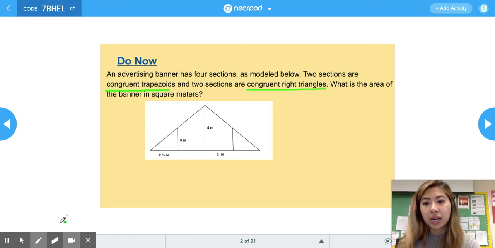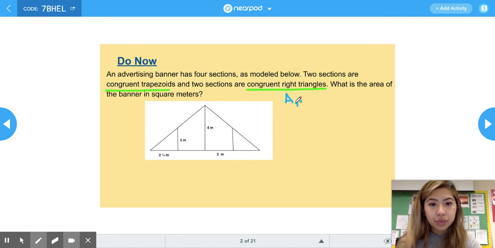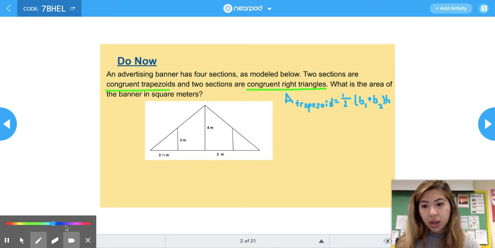So we have to find the composite area. So first, I'm going to write out the area formula for the trapezoid. And then for the right triangle, the formulas are actually pretty similar since a trapezoid consists of a right triangle. So the area of a trapezoid is equal to half times base 1 plus base 2 times height. And then the area formula for a triangle is half times base times height.